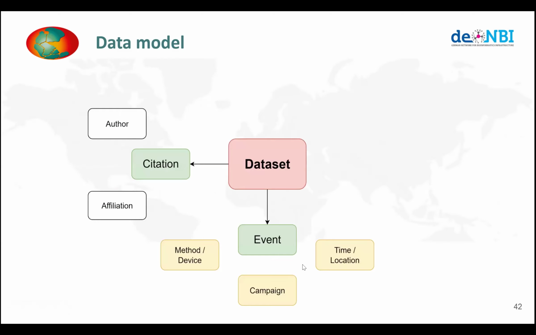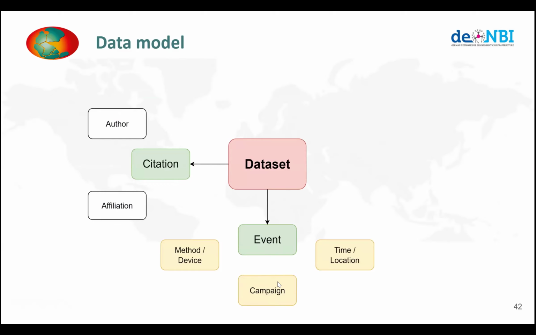The event is a central component of the PANGAEA data model. The event refers to the sampling event from which the investigated samplings that the database's datasets are based on originate. So, for example, a station on a research cruise. Events are unique in terms of their metadata.